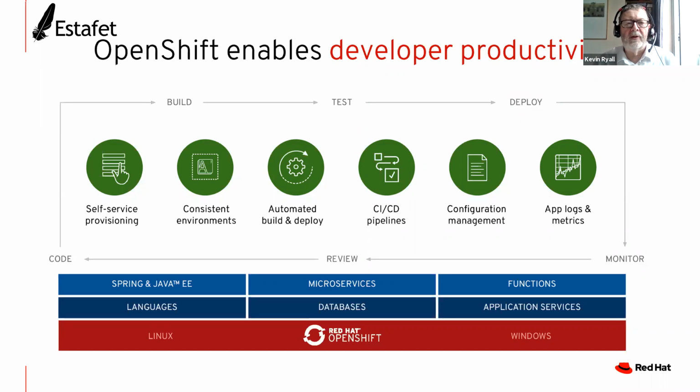The environments are consistent. We help them automate their build and deploy pipelines using CI/CD. We help them manage configurations more easily, and we also have the facilities to monitor with logging and metrics, and we'll see some of those today. And a lot of this is built into the OpenShift platform. You can see that underneath at the bottom of this slide, we're seeing some of the things that underpin it also that live on top of OpenShift.